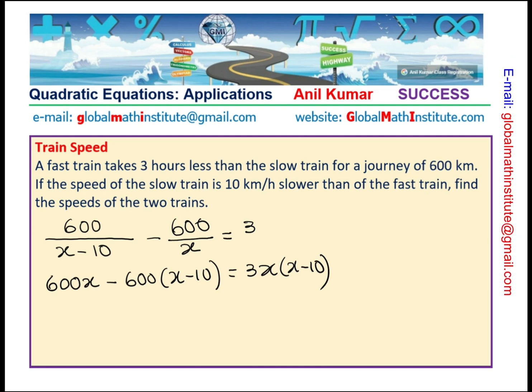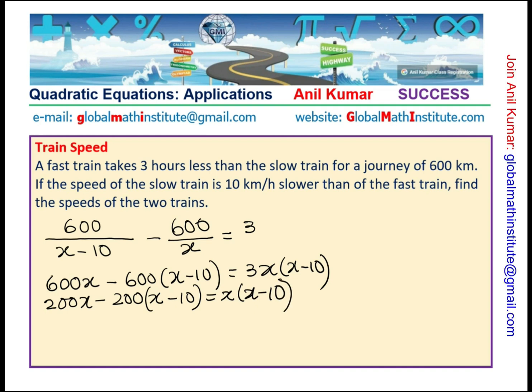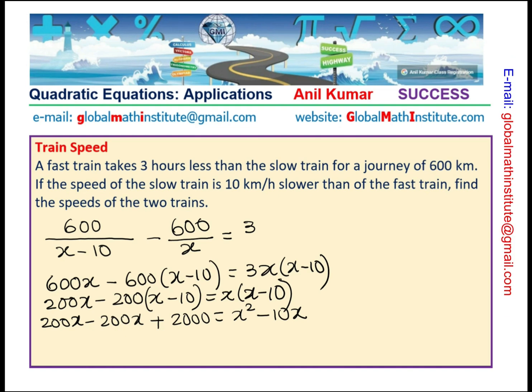Well, we can make it slightly simpler by dividing by 3. So we have 200x minus 200 within bracket x minus 10 equals x times x minus 10. Correct. So open the bracket. So we get 200x minus 200x plus 2000 equals x squared minus 10x. 200x minus 200x cancel. We get 2000 and x squared minus 10x.